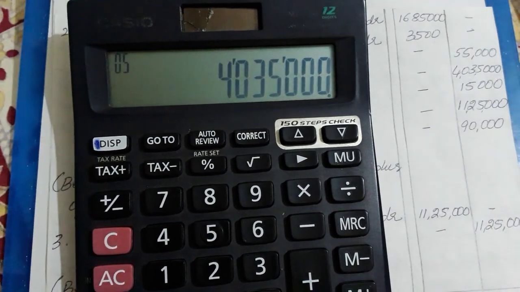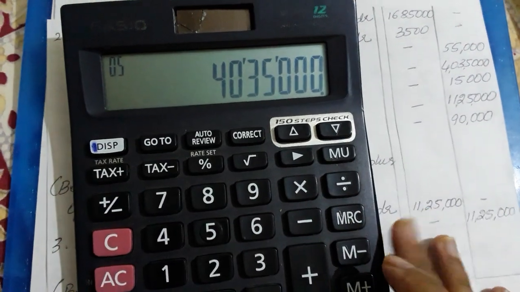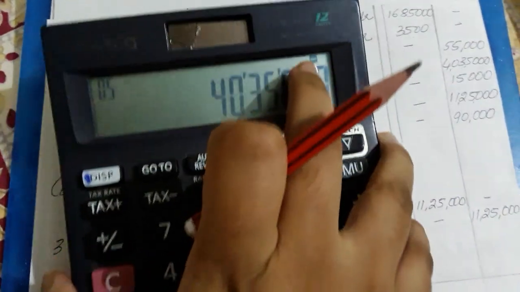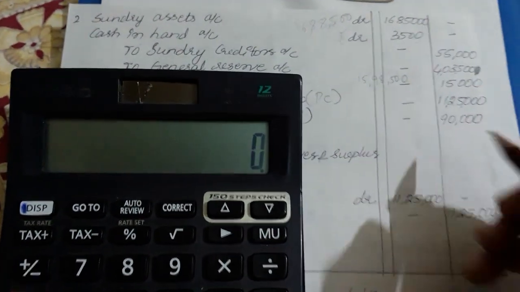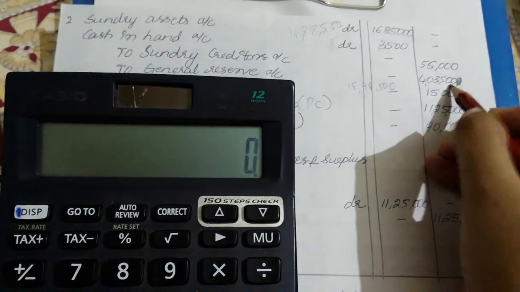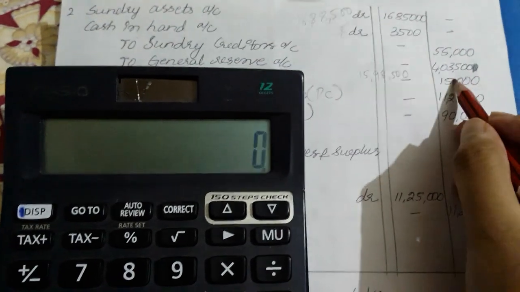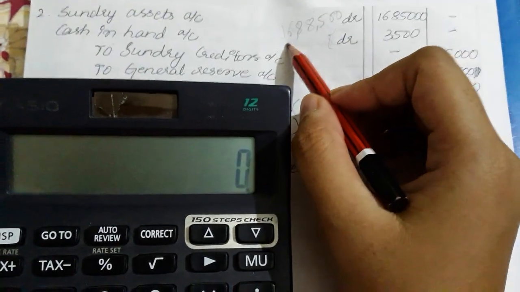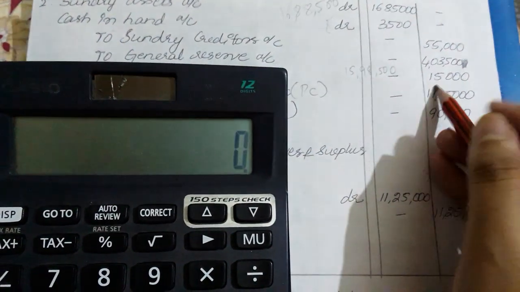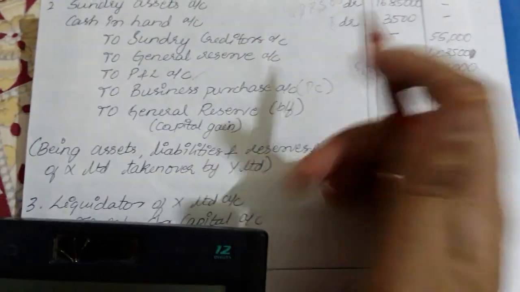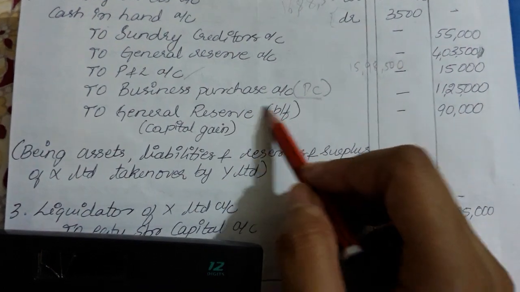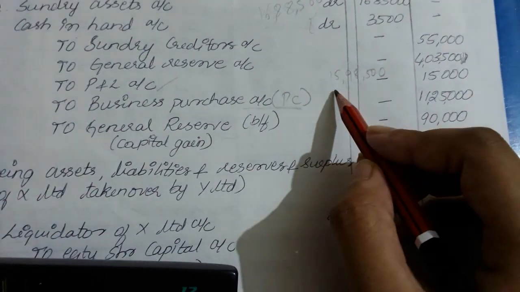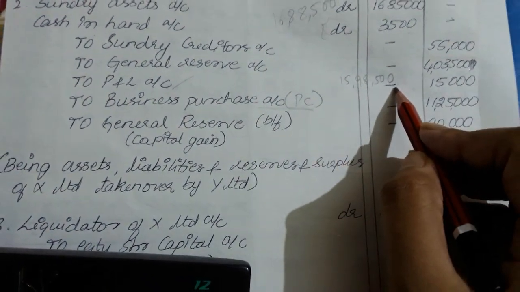Done. Wait, sorry, 40,35,000 written. This is not 40 lakh, this is 4,03,500. So as you can see, assets is 16,88,500 and liabilities is only what we take until the business purchase, that is the purchase consideration. This is the balancing figure. So you can see 15,98,500 is the liability.